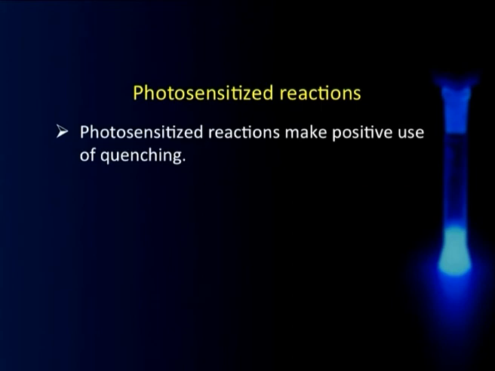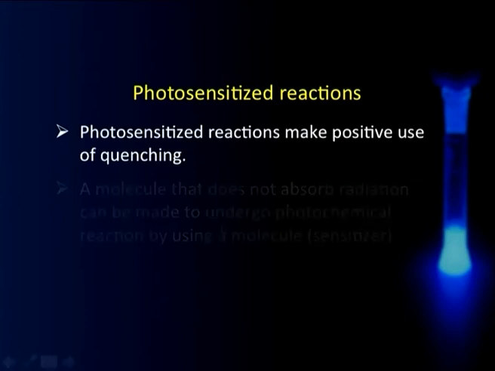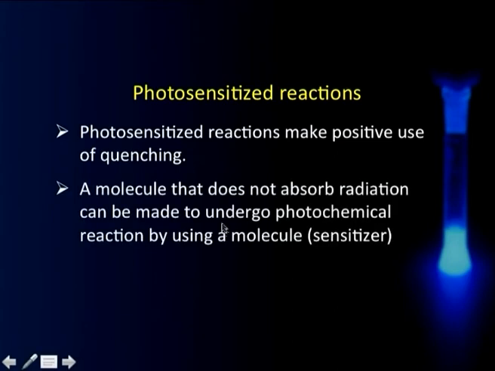So, photosensitized reactions make positive use of the quenching phenomenon, which is otherwise undesirable. A molecule that does not absorb radiation by itself can be made to undergo a photochemical reaction. We know that for any photochemical reaction to occur, the molecule must absorb radiation, but it may so happen that the molecule is not able to absorb radiation. If we still want to do a photochemical reaction on it, we make use of a molecule called a sensitizer.